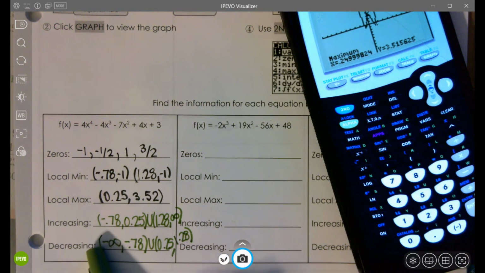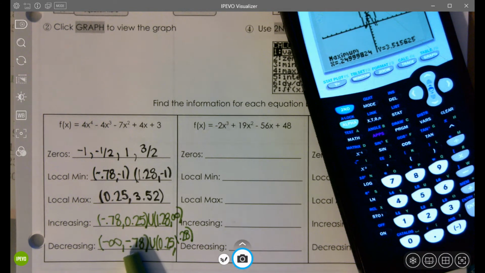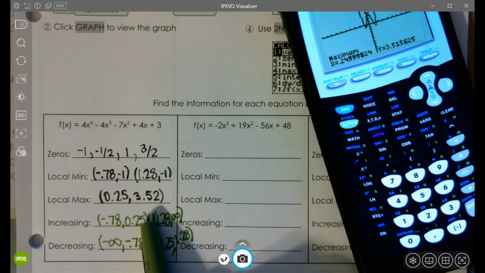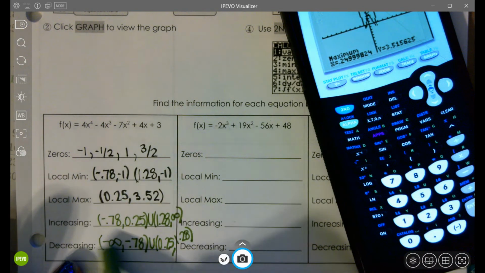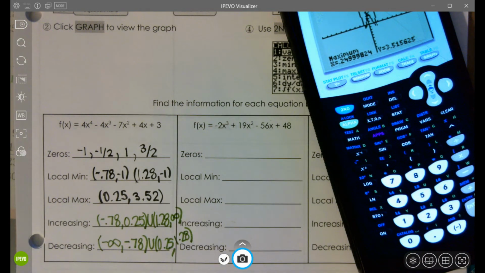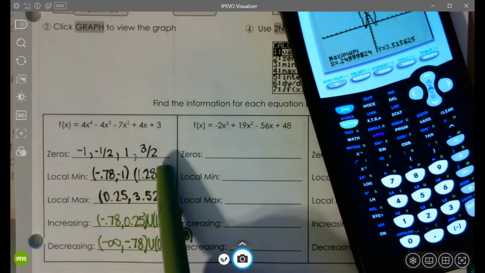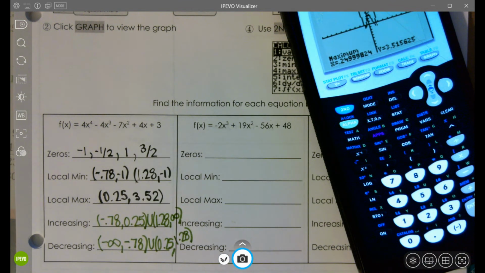So we have negative infinity to negative 0.78, and then 0.78 to 0.25, 0.25 to 1.28, and 1.28 to infinity. So if we piece together all four of these, we get the whole graph back. It just has to stop at all three of these points. Okay.